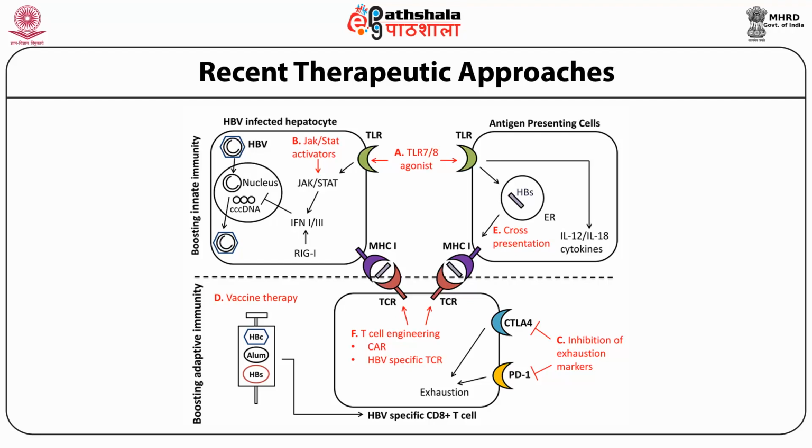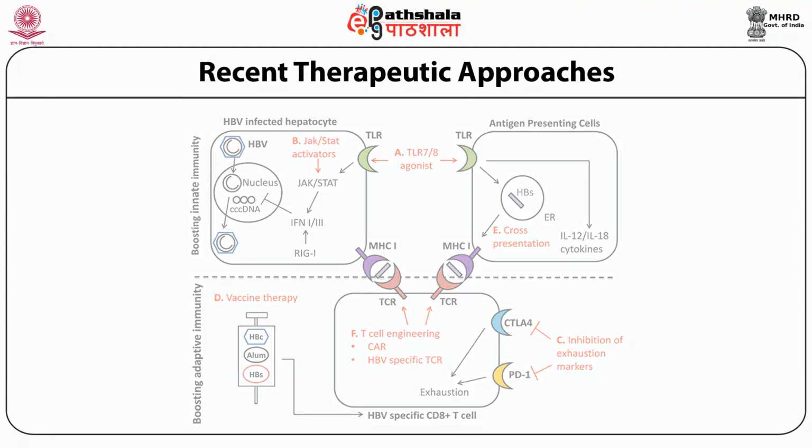As biotherapy, you can use even the inhibition of exhaustion markers, which are PD1, which I explained to you. Another exhaustion marker is CTLA4. So antibodies can be used against these, and all this therapy will act as antiviral immunity.